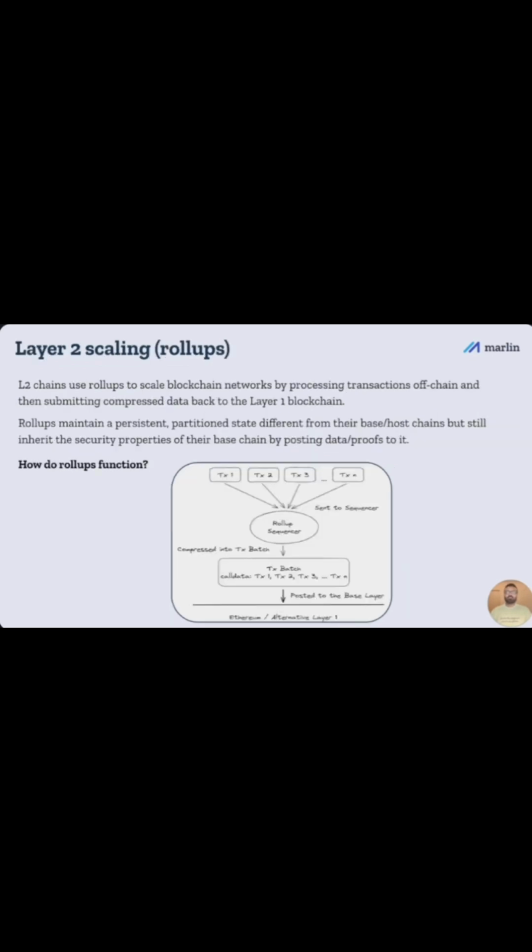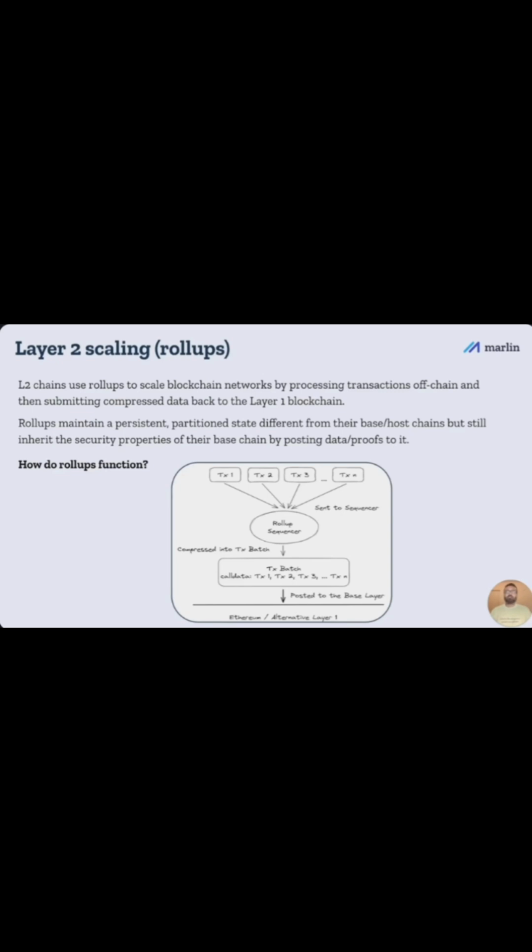Layer 2 chains use rollups to scale blockchain networks by processing transactions off the main chain and then submitting compressed data back to the Layer 1 blockchain. Rollups maintain a state that differs from their base chains but still inherit the security properties of their layer 1 chain by posting data or proofs back to them. The state in rollups is persistent because it continues to exist and evolve over time as new transactions are processed. This state is also partitioned because it exists separately from the main layer 1 blockchain.